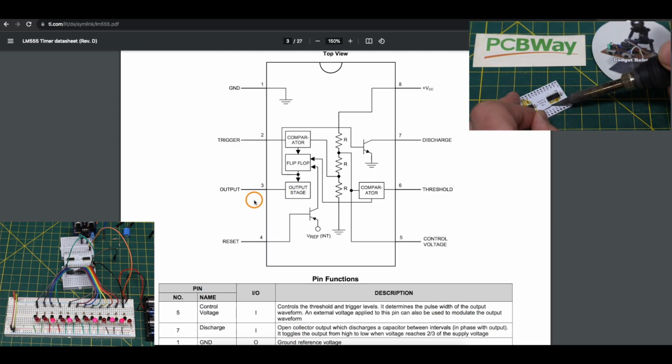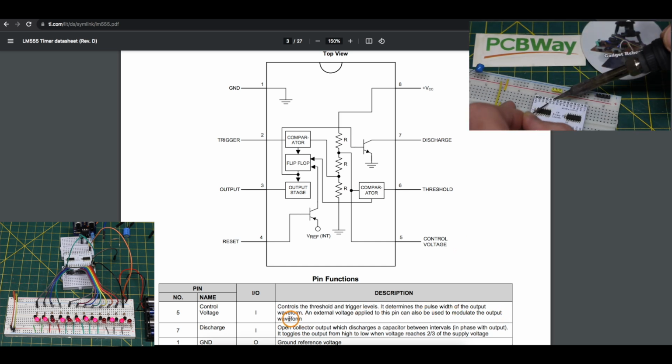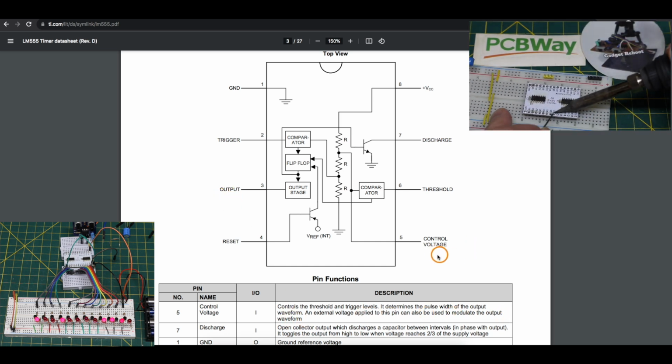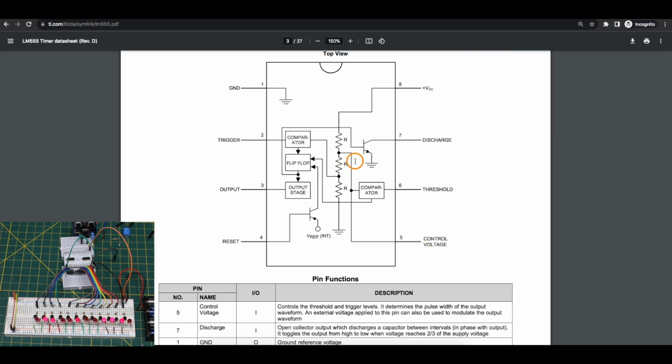So using the 555 to generate a steady tone is one thing, but we can use the control voltage pin to modulate the output frequency. Because if we put a voltage on this control voltage input, we're changing the voltage on this comparator set point, and that impacts the timing of our output waveform. Because the 555 is going to charge and discharge the timing capacitor at a different rate as we change this voltage. So we can modify the steady tone to go up or down in pitch with a control voltage signal.